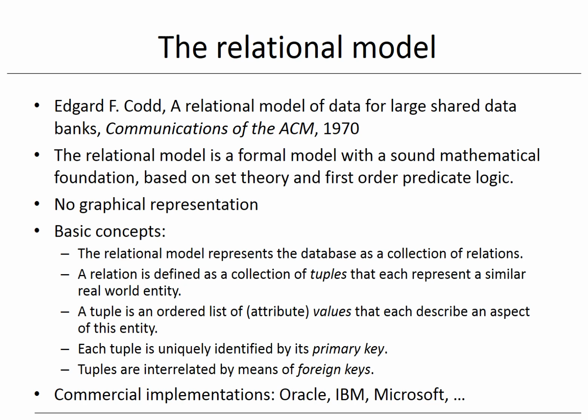The database is represented as a collection of relations. A relation is defined as a collection of tuples that each represent a similar real-world entity, such as a product, supplier, employee, etc. A tuple is an ordered list of attribute values that each describe an aspect of this entity, such as supplier number, supplier name, supplier address, etc.